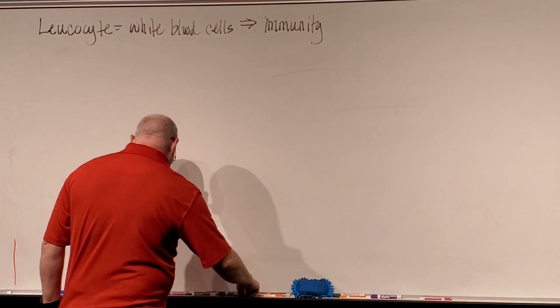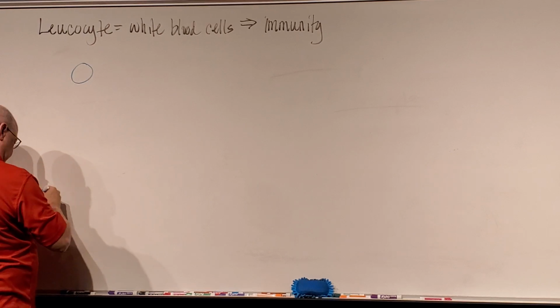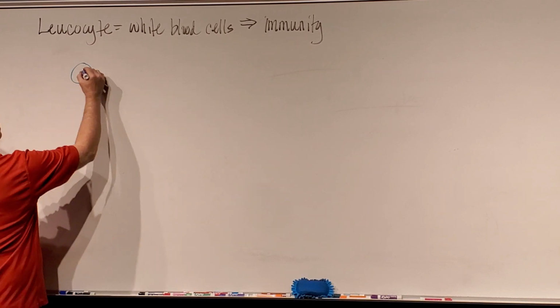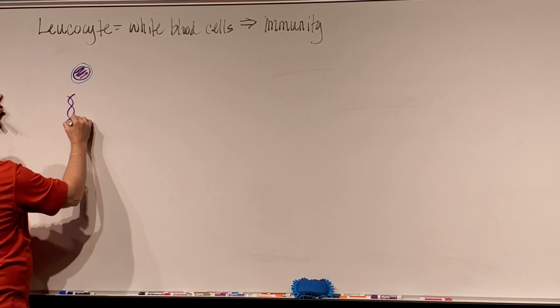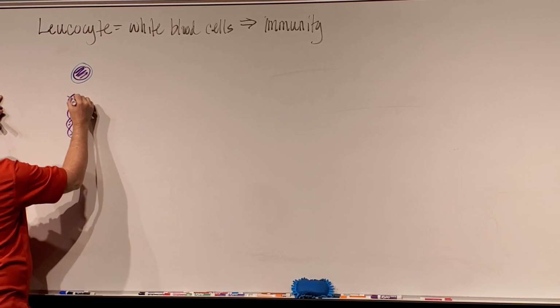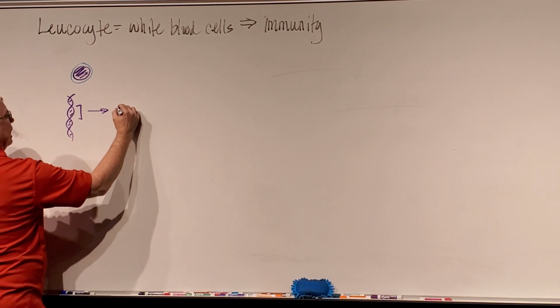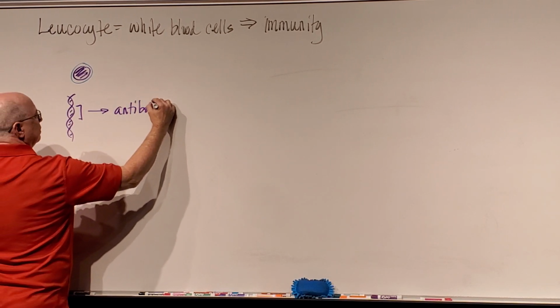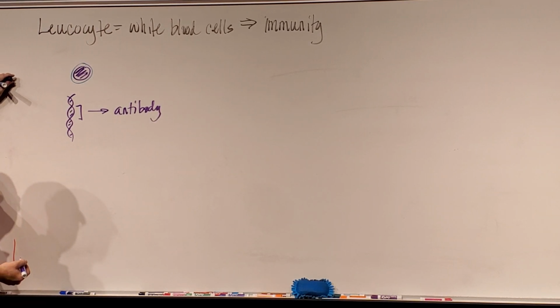So now, if I take a lymphocyte, if I can look inside the nucleus of this lymphocyte, there are strands of DNA called chromosomes. And let's say there's a particular section of this that's going to give us an antibody.